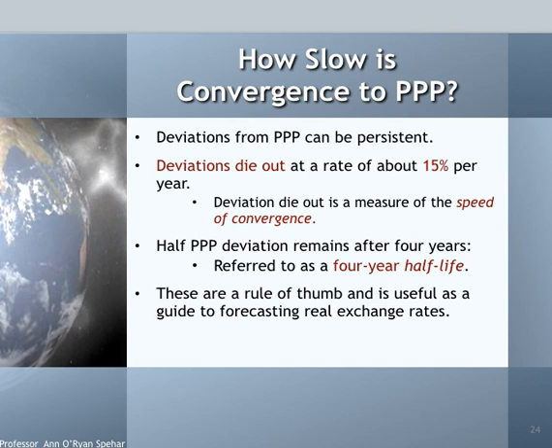So half of the purchasing power parity deviation still remains after about 4 years. And we talk about this as the 4-year half-life of purchasing power parity. Keep in mind this is a rule of thumb, but it's a useful guide to forecasting real exchange rates.